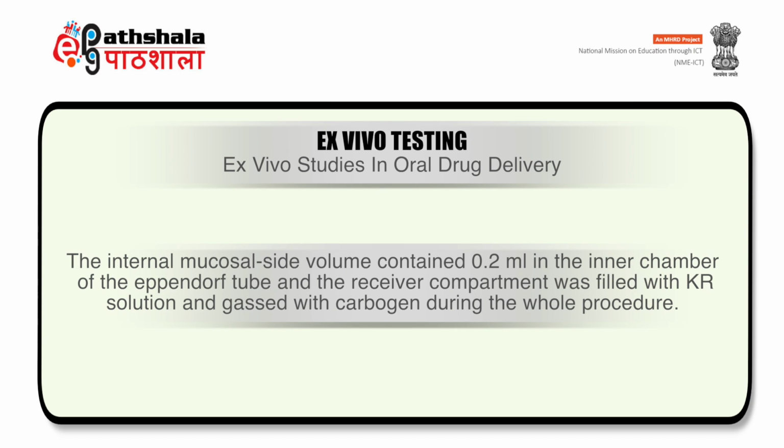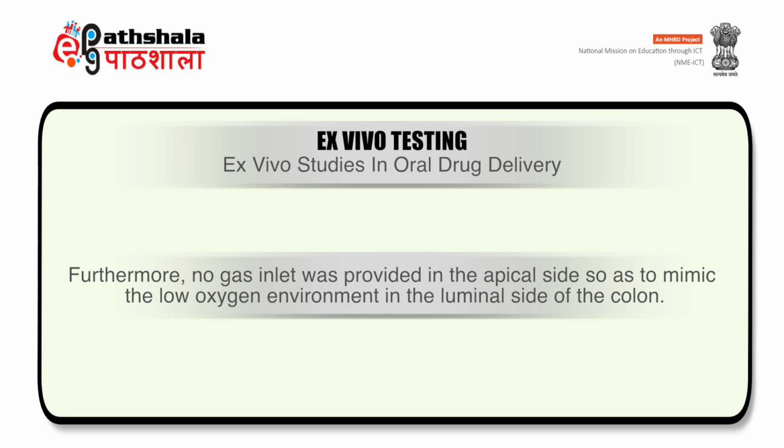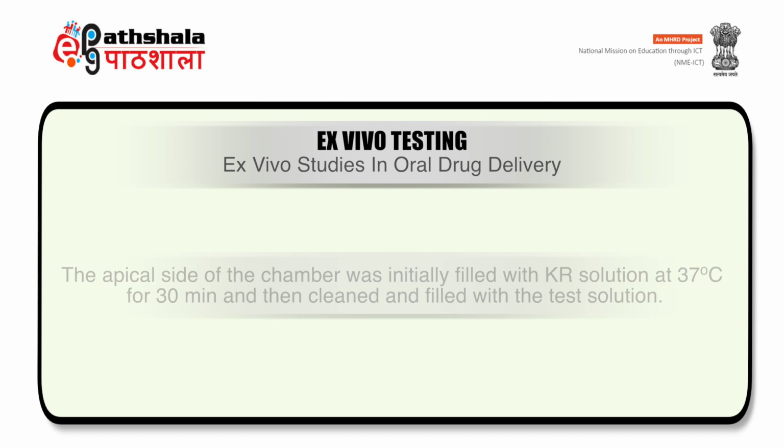The internal mucosal side volume contained 0.2 ml in the inner chamber of the Eppendorf tube, and the receiver compartment was filled with KR solution and gassed with carbogen during the whole procedure. Furthermore, no gas inlet was provided in the apical side so as to mimic the low oxygen environment in the luminal side of the colon. The apical side of the chamber was initially filled with KR solution at 37 degrees centigrade for 30 minutes and then cleaned and filled with test solution.